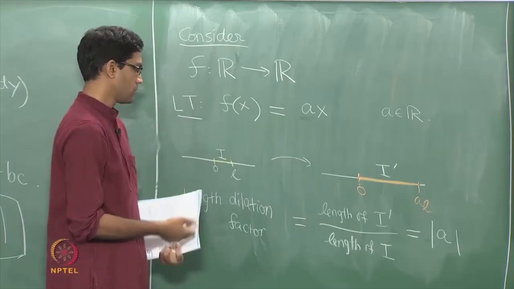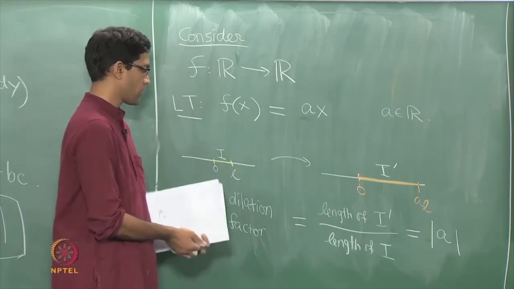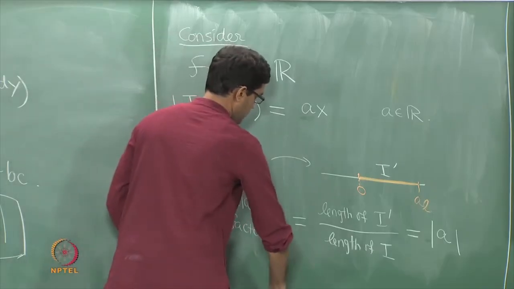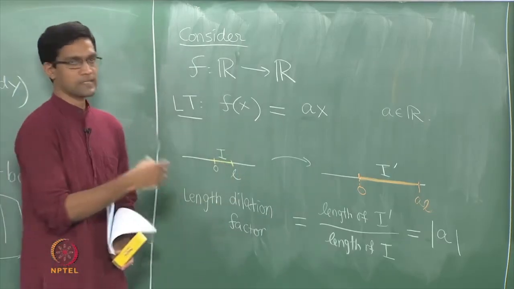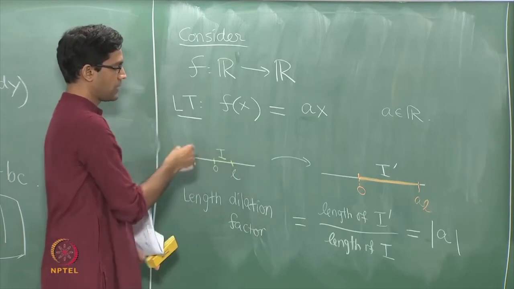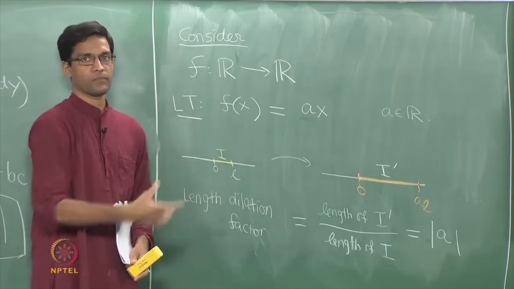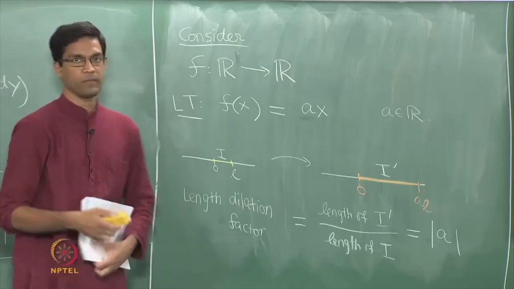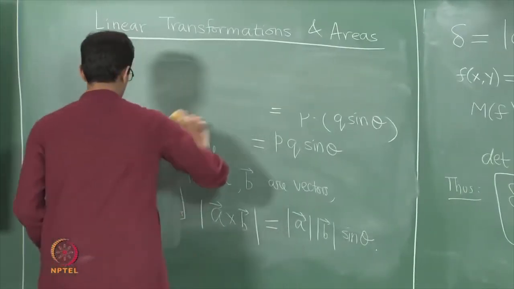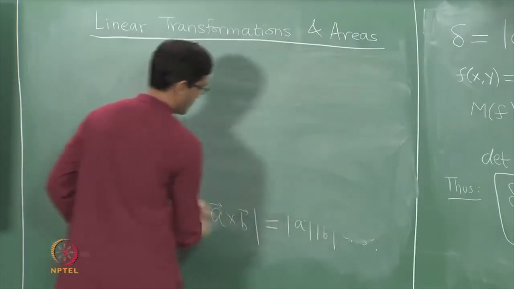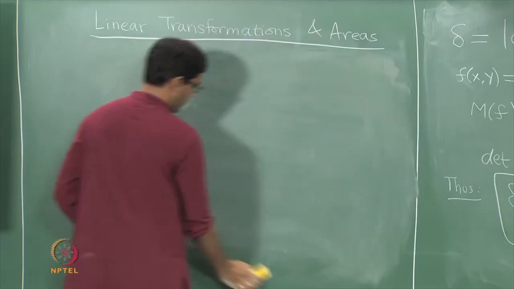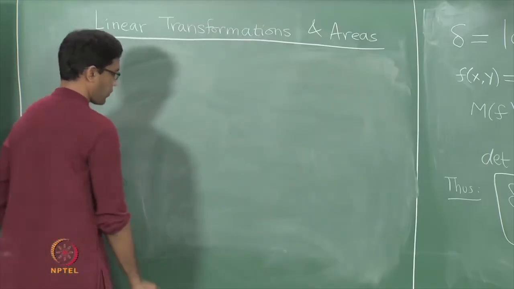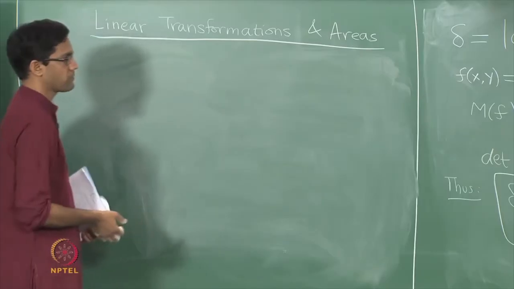Okay. Now, observe again that just like linear transformations from R2 to R2, here the length dilation is uniform. No matter where you place this interval of length L on the real line, it will always be expanded by the same factor A. So this is what we mean by uniform length dilation. It always expands by the same factor, independent of where it is placed. Similarly, in the case of R2, no matter what the shape of your region and no matter where it is placed, it always expands by that same factor, which is the determinant.